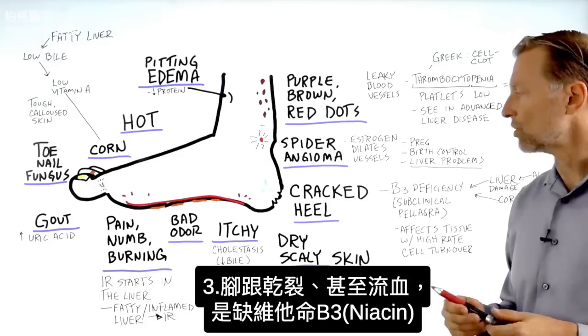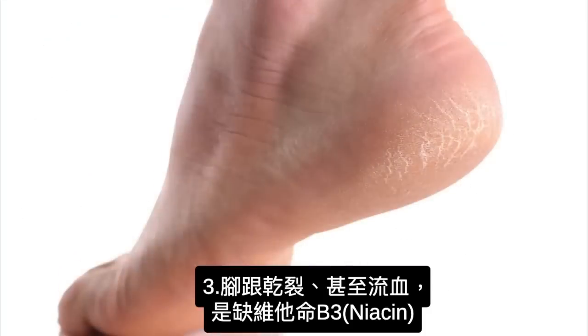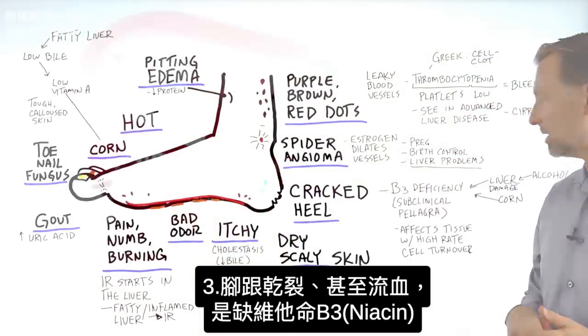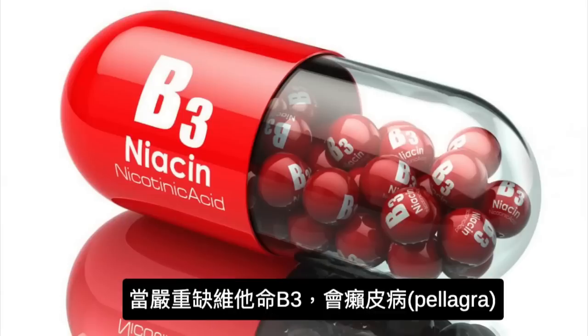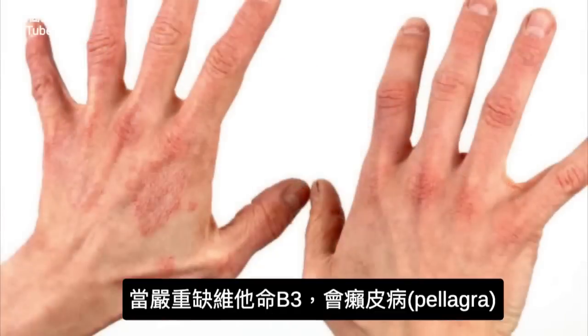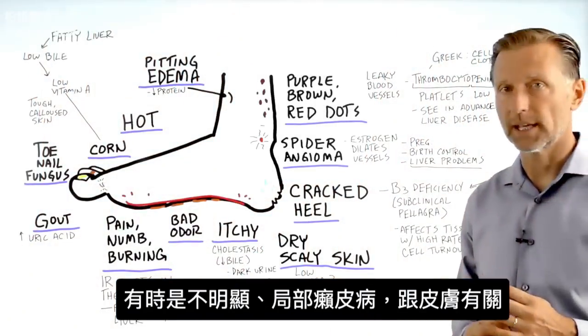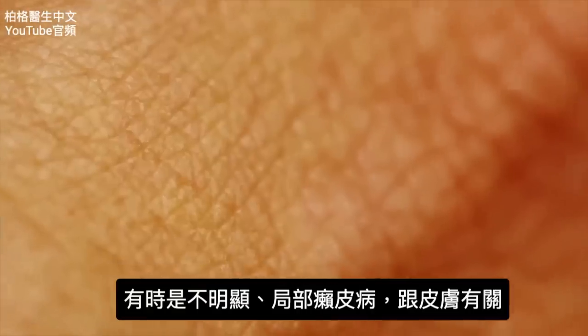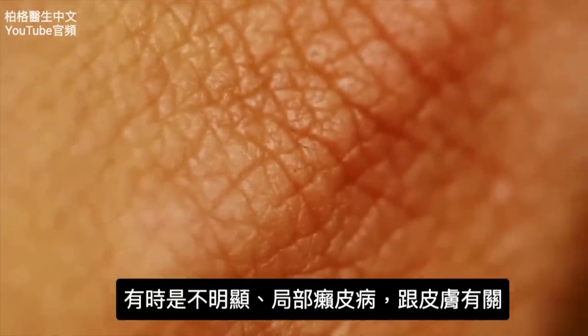All right, the next one is cracked heels. So sometimes you get this cracked, dry, bleeding skin around your heels. That's usually a vitamin B3 deficiency. Now, a B3 deficiency, a real severe deficiency in B3, would be pellagra. But you can have a subclinical pellagra, which is not a full-blown pellagra with all the different symptoms, but some of the symptoms, which involve the skin.